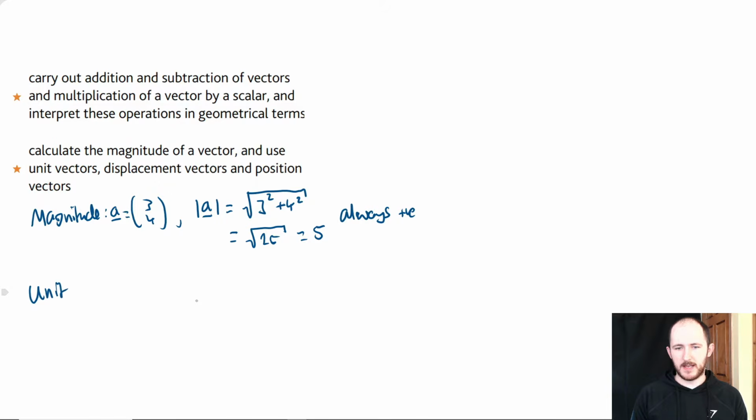The next thing I'll talk about is unit vectors. I did mention them earlier, but you also need to be able to work them out, but it's not too tricky. Essentially, a unit vector is just the smallest vector.